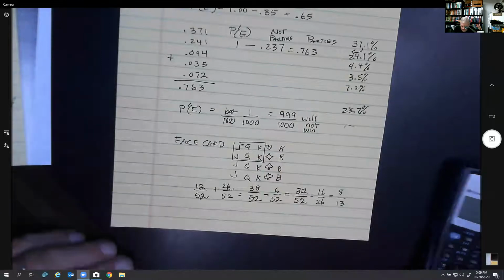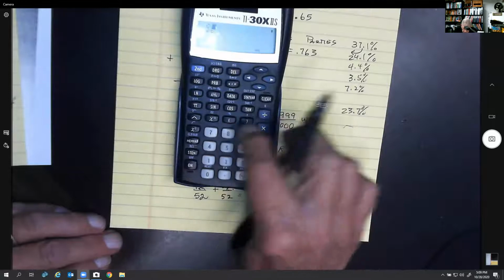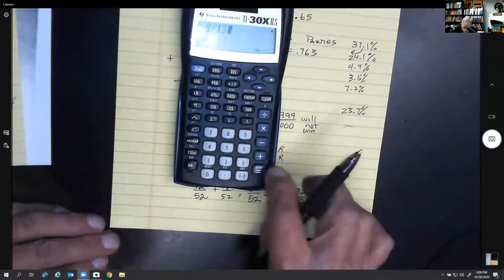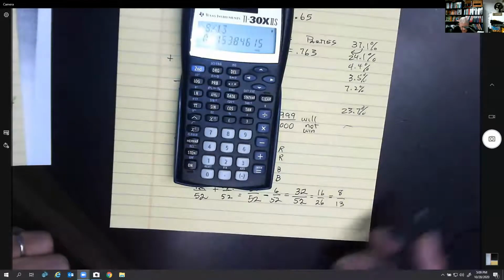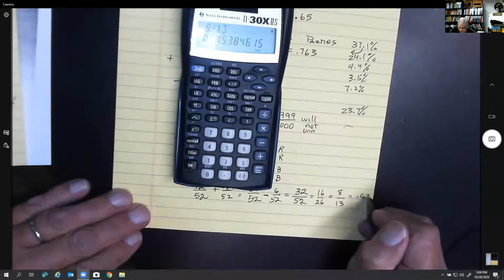Or you could change that to a decimal, 8 divided by 13. Usually in a situation like this, we leave it as a fraction, but you could change it and round it off. It'd be about 0.62.